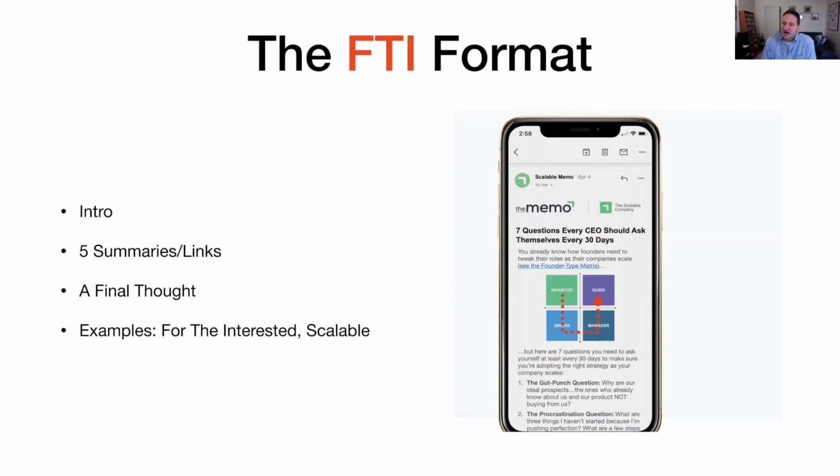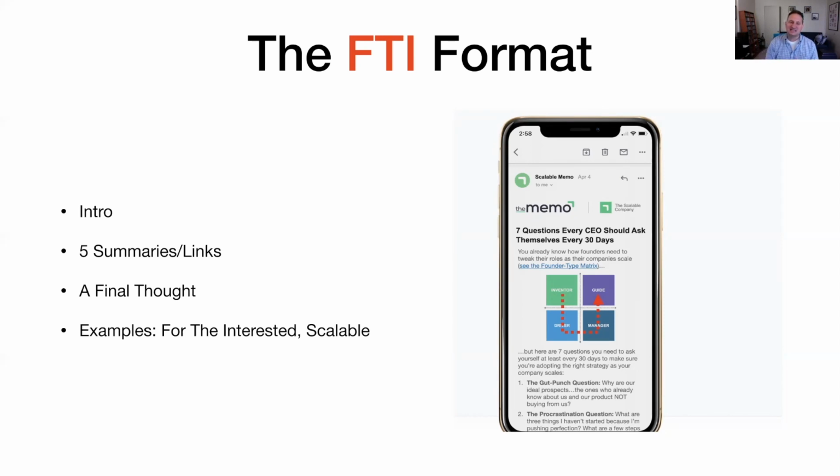Really simple. You start with an intro paragraph, not more than a couple sentences. You then include 5 summaries and links. Like, so in mine, the first is the original blog post that I wrote. The other 4 are curated links to articles or videos or podcasts. Each one is just a headline, a sentence or 2 describing it, and a link. And then I have a final thought paragraph. I call mine my final words of the week, but basically it's sort of a free-for-all paragraph at the bottom.